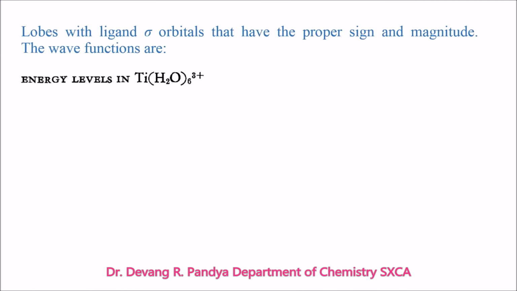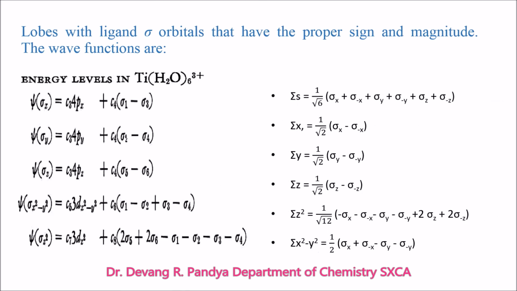Energy levels in titanium hexa aqua plus 3: the metal lobes will overlap with the ligand sigma orbitals that have the proper sign and magnitude. The wave functions would be represented like this. The wave function associated with the s orbital is 1 under root 6 times (plus x minus x plus y minus y plus z minus z), or instead you can represent it in this way as well.